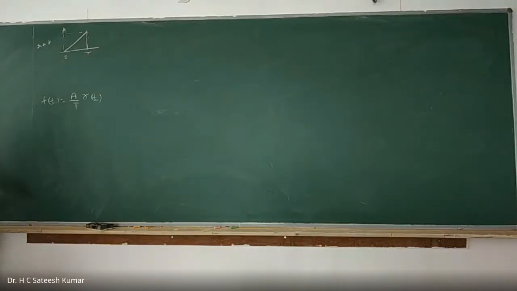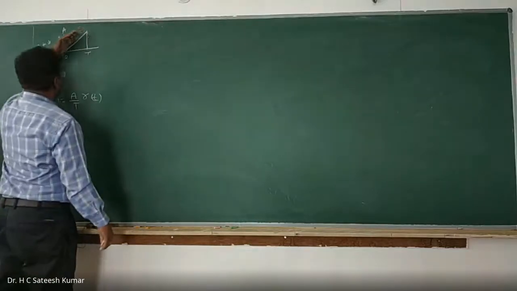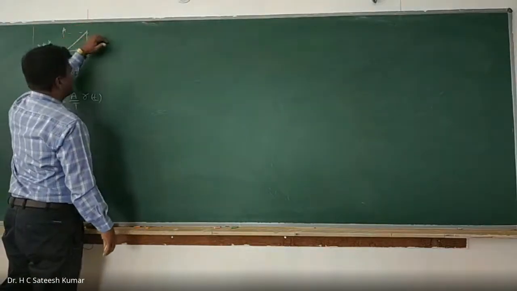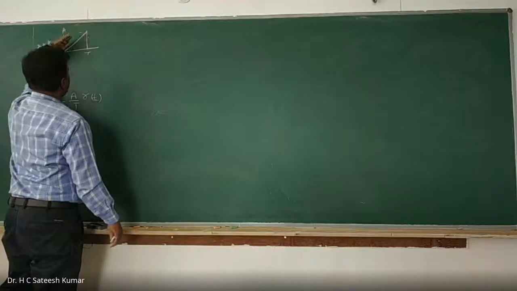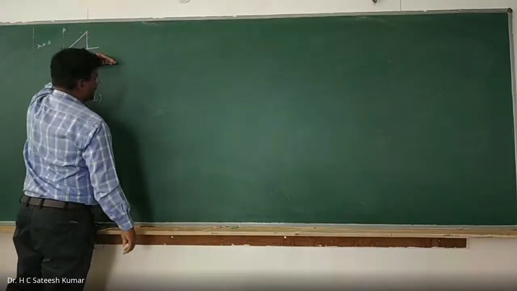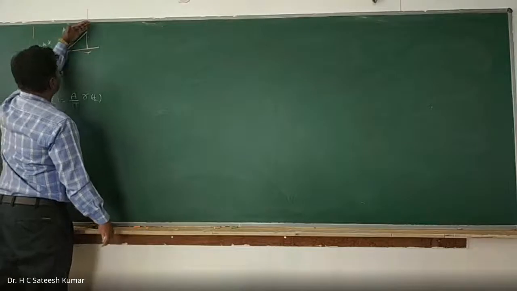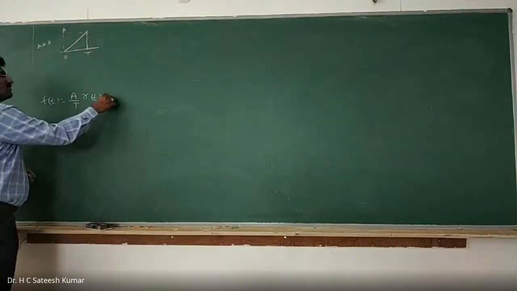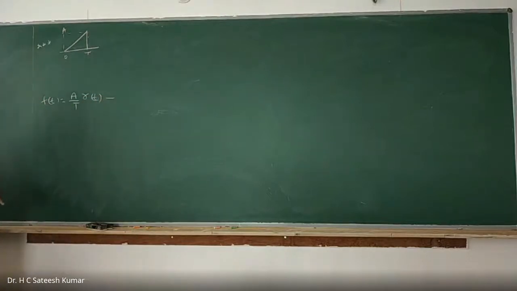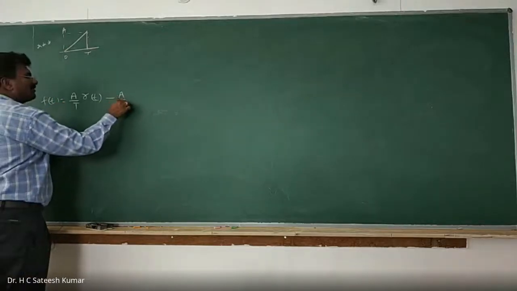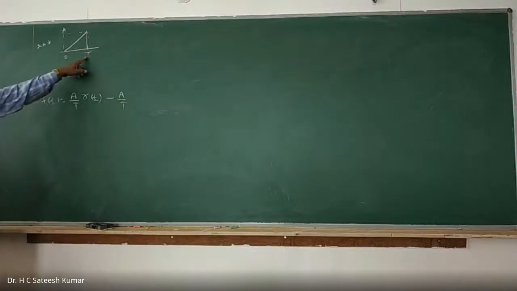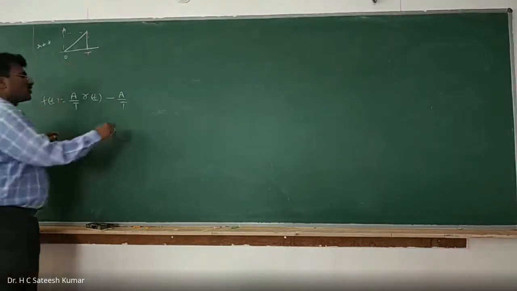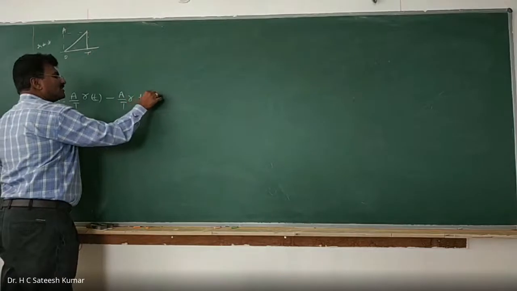Now, this line is going with the slope of A by T, but I want 0 here. First you cut this one. If you cut this ramp, it will become horizontal here; it will not become 0. Then you subtract. To cut this ramp, you have to take the same ramp with negative slope. Negative slope of the same ramp is minus A by T, but starting from capital T. Therefore, you should write r of t minus T.